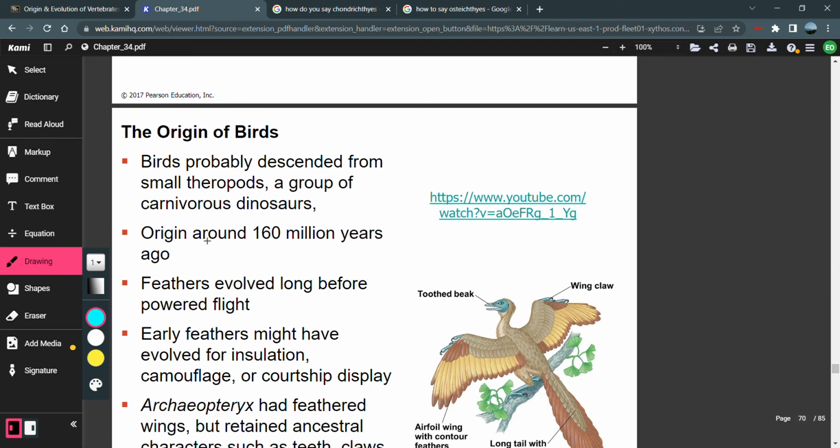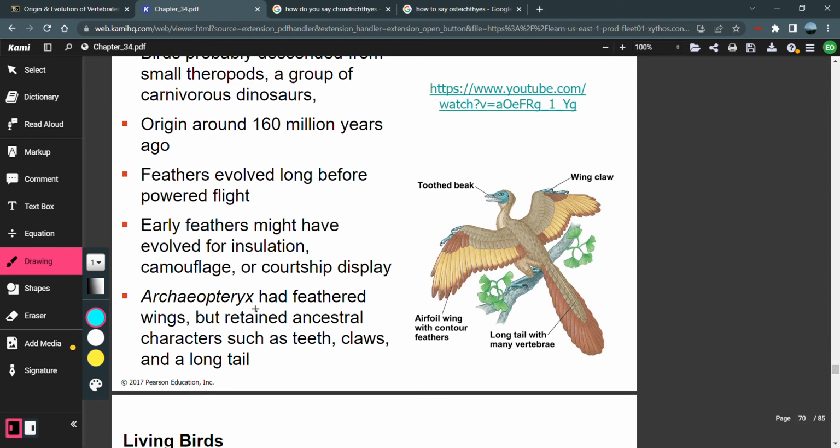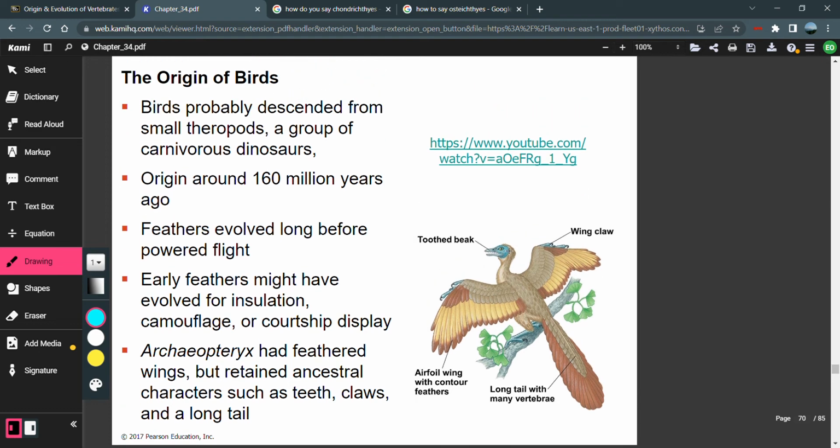The origin of birds. Birds probably descended from a group of small theropods, a group of carnivorous dinosaurs. The coolest thing about this bird, called Archaeopteryx, is that it had feathered wings and retained ancestral characteristics such as teeth, claws, and a long tail. So the Archaeopteryx was not the first bird, but it was the early bird, the pre-bird, or a transitional bird.